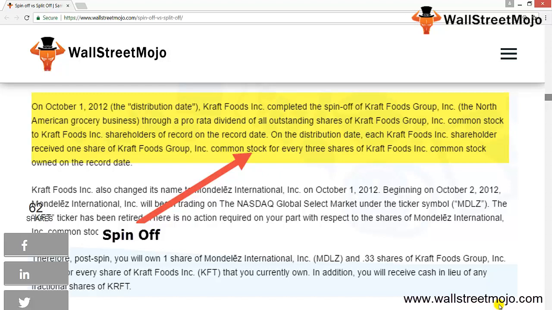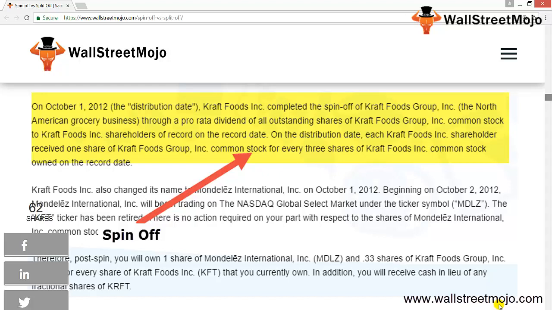For every share of Kraft Foods that you currently own, in addition, you will receive cash in lieu of any fractional share of KRFT. See the possible reason. The snack and confectionery business had wider exposure to high-growth emerging markets, while the grocery business was more North America oriented and stagnating. Therefore, to exploit the best of both worlds and to manage two different segments in a focused way, the spin-off was undertaken.